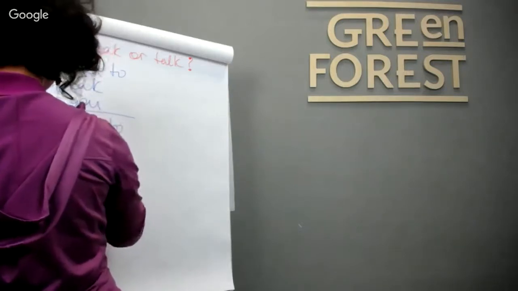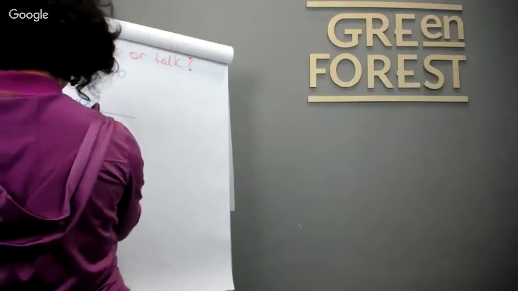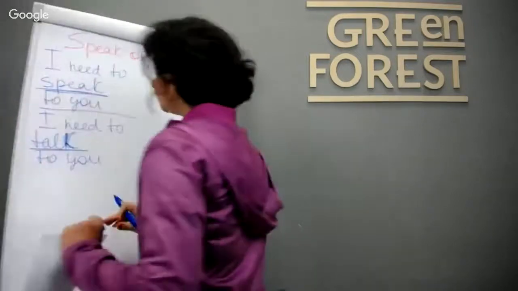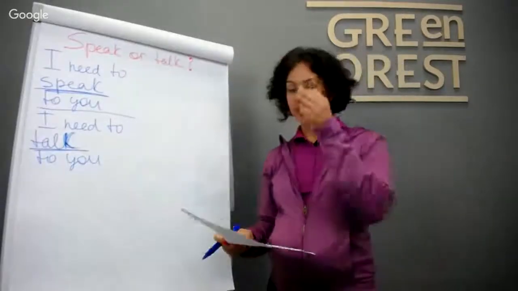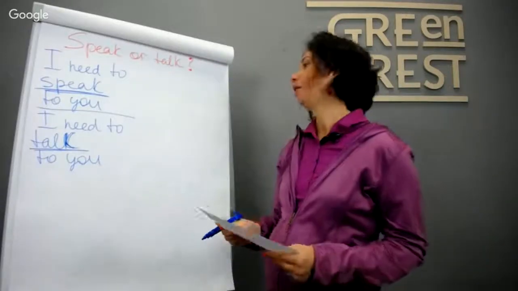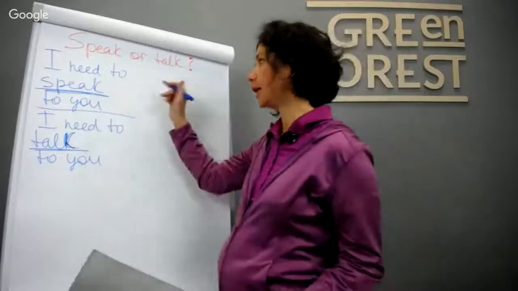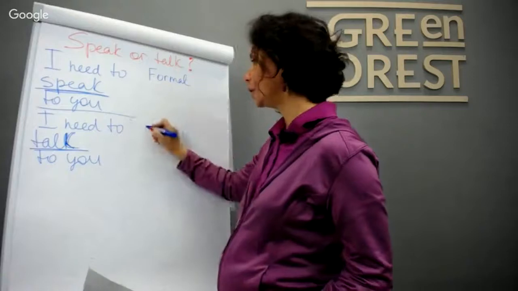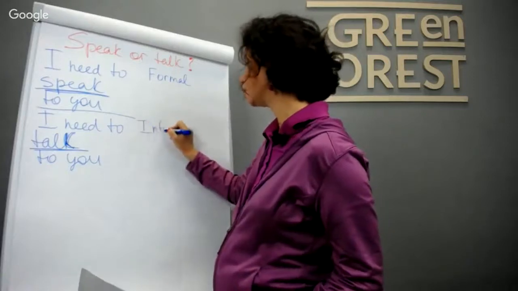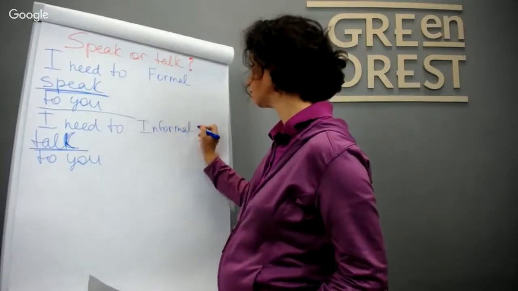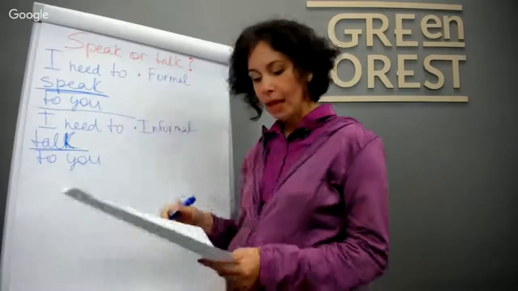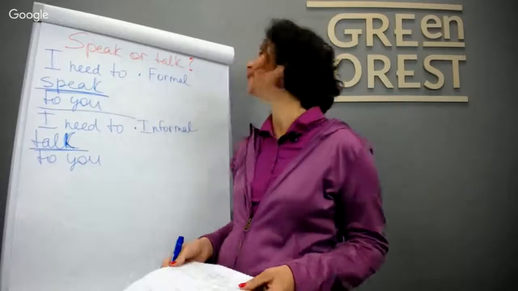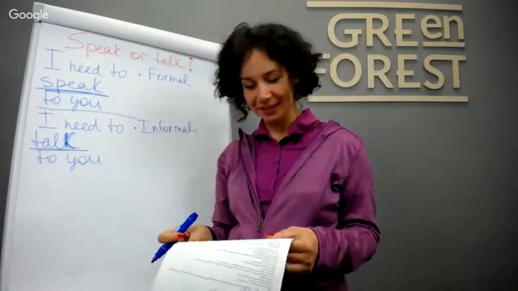Talk to you. So in this case, we have here talk. In this case, we have speak. What is the difference between them? The difference is that this sentence sounds formal, and this one sounds informal. And as it sounds formal, I will explain what it expresses if it is formal.